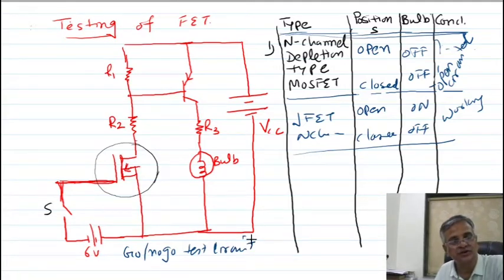It is called go no go test circuit. Here is a very simple discussion of how you can check your transistor, your MOSFET, and also JFET.